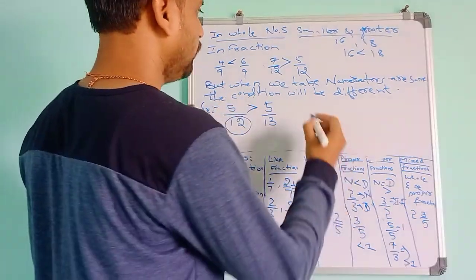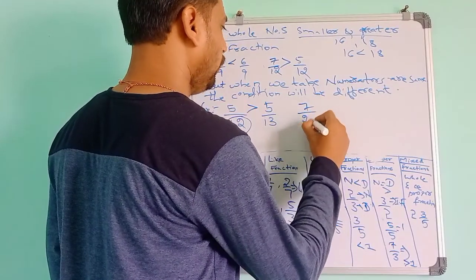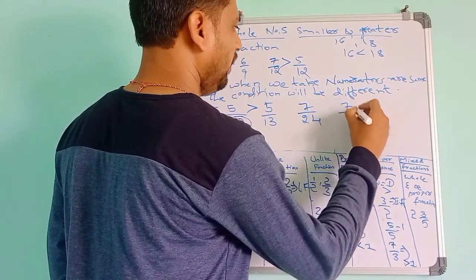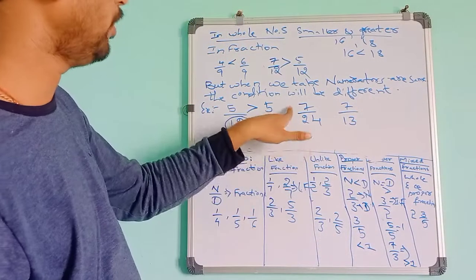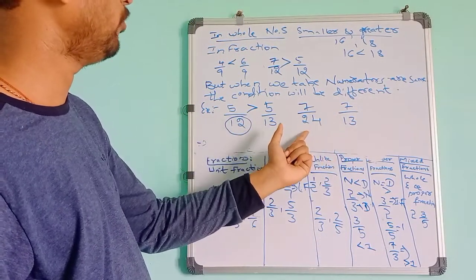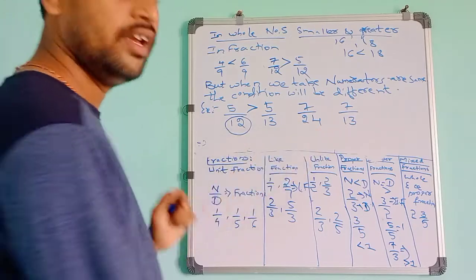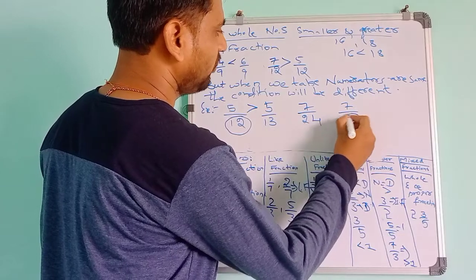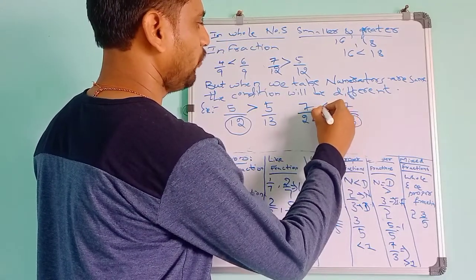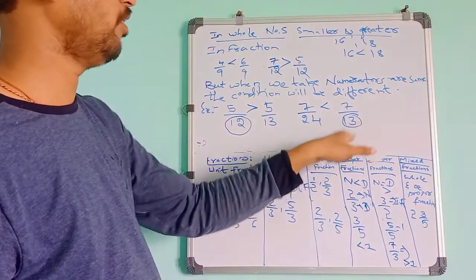You can take many more examples. 7 by 24 and 7 by 13. It looks like 7 by 24 is larger, but that is wrong, because the numerators are the same, so you have to take the lesser denominator as the greater fraction. So 7 by 24 will be smaller than 7 by 13.